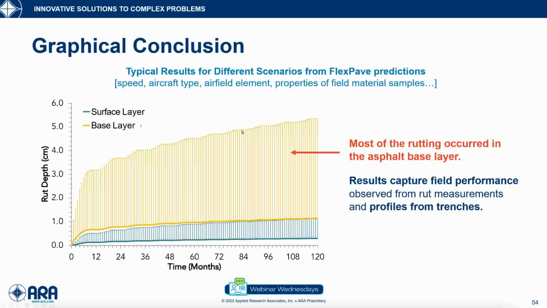That's where the rutting in the airfields that were visited was also seen, from ditches, from pits that were cut, from cores that were taken. Most of the rutting that was witnessed did come from the base layer. So what is predicted in FlexPave, what is seen in real pavements of the airfield, it is the base layer that is giving the rutting seen at the surface.